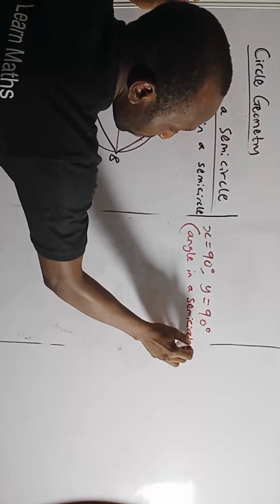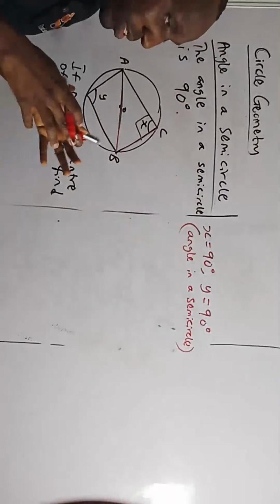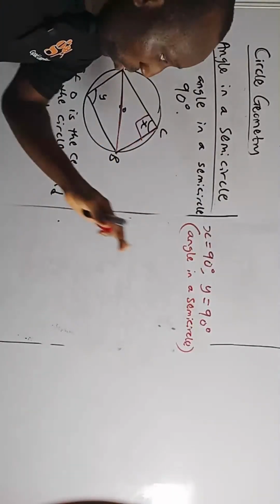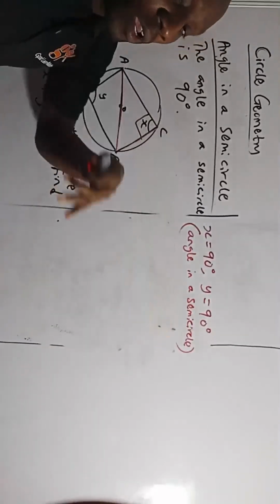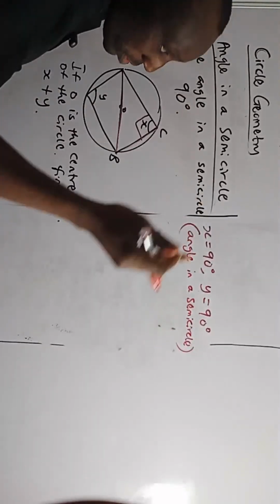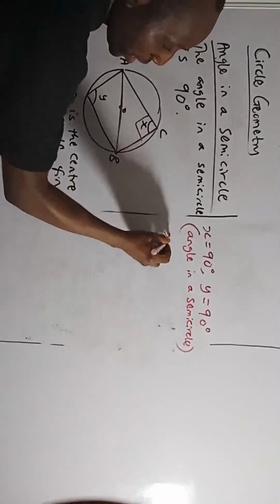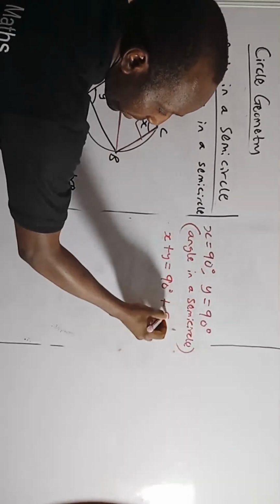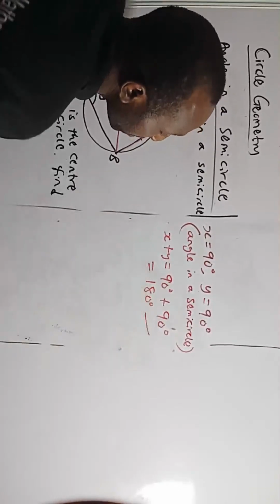You see, when you are solving this question, you must put the reason why you are equating two angles, or you are making an angle equal to a certain value. You must put it in a bracket: the angle at the center, or angle in a semicircle, or any other one that we will be treating in the future. So they say we should find angle x plus y. X plus y will be equal to, what is x? 90 degrees. What is y? 90 degrees. And when you add these two, you get what? 180 degrees.